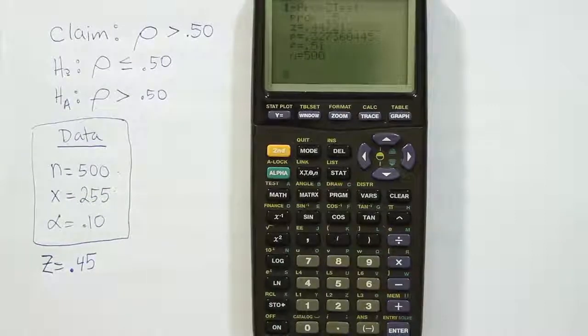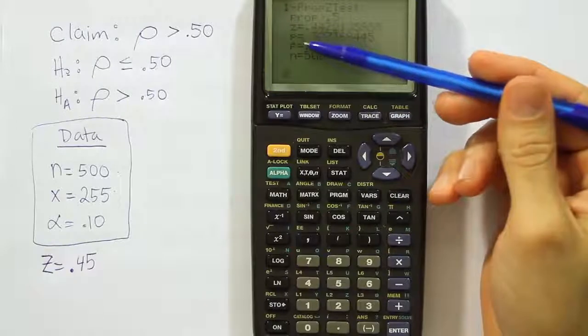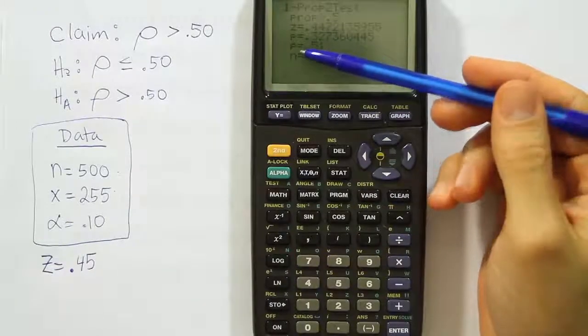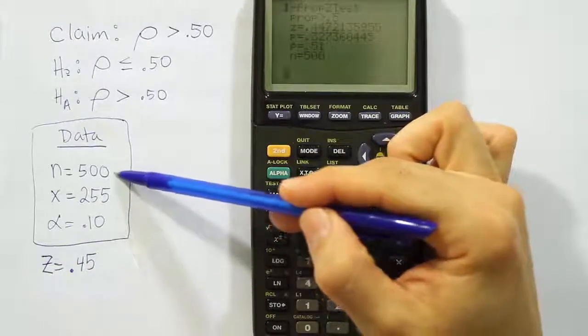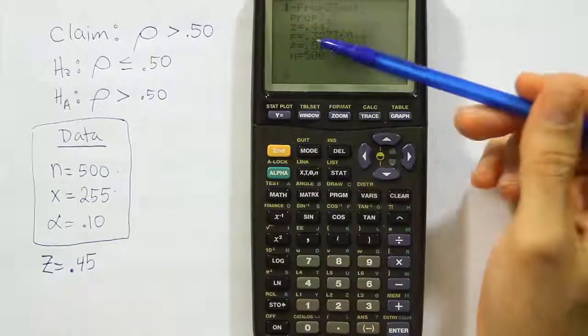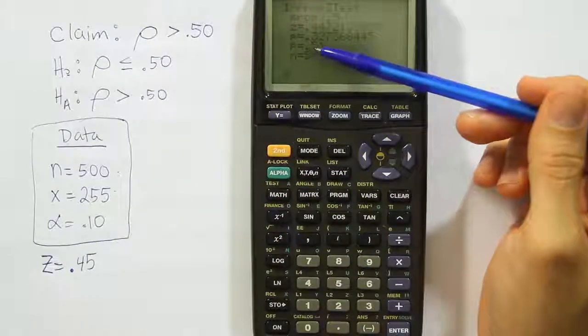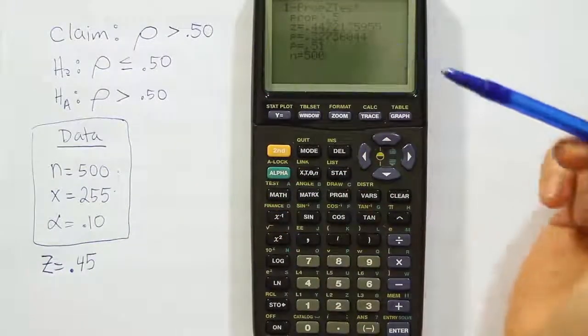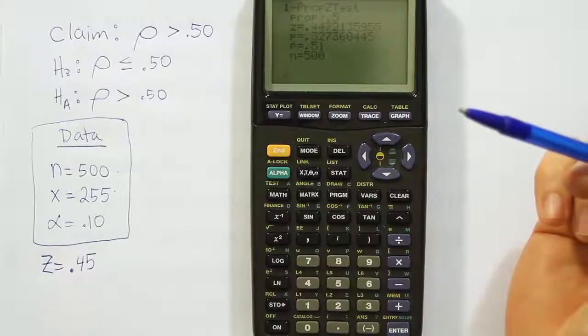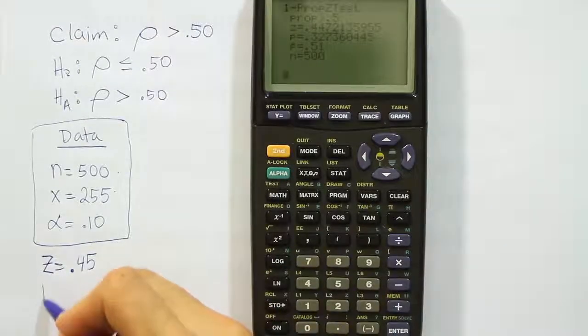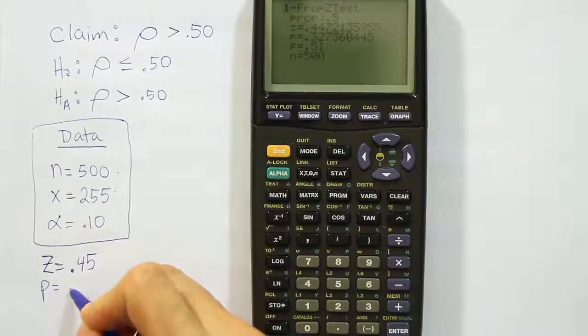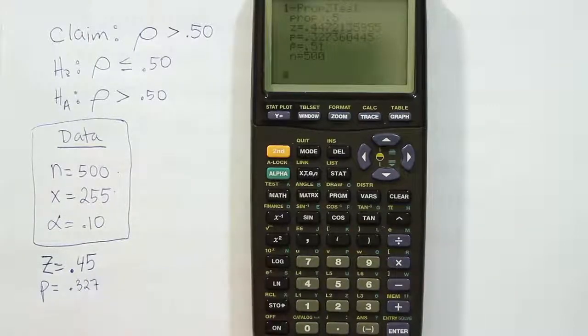And then from there, it also gives us the p-value. So be careful, there's 2 p's here. There's the p-value and then there's a p-hat. The p-hat is simply the ratio of x and n, so that's not what we want. P-hat is just summary information. We don't need that. We actually just need the p-value. And the p-value here is 0.327.